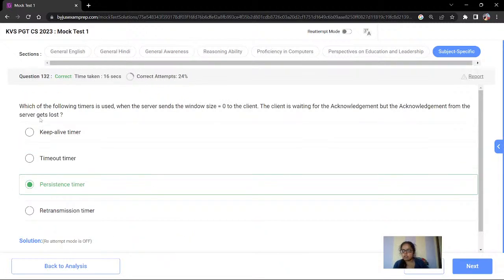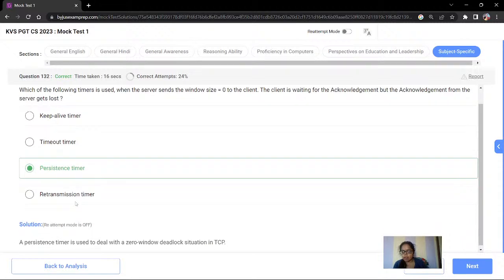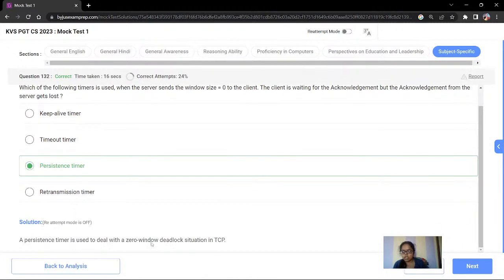Next, which of the following timers is used to handle window size 0? For window size 0, it is the persistence timer. A persistence timer is used to deal with a zero window.